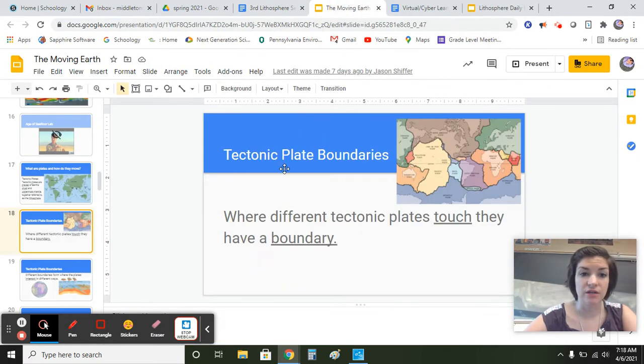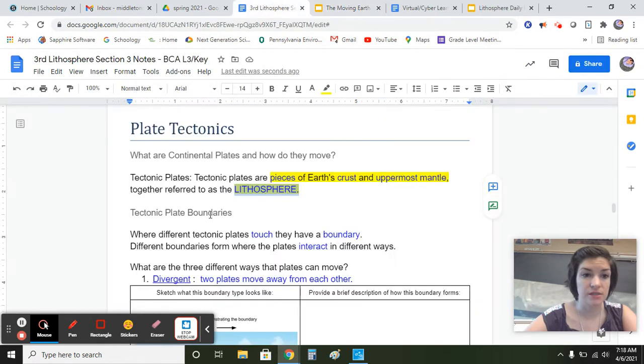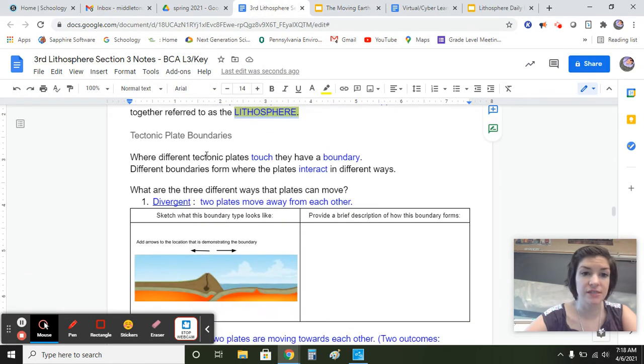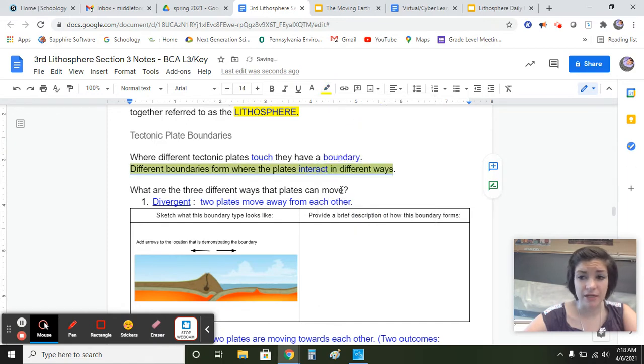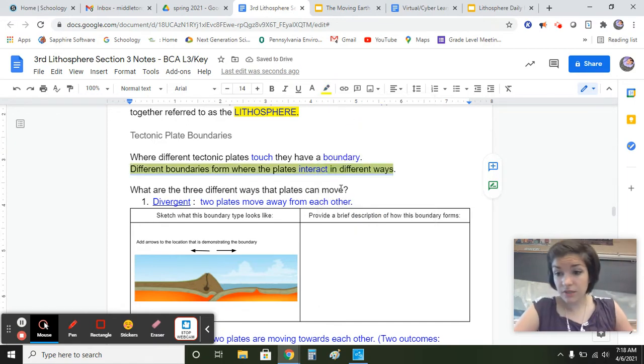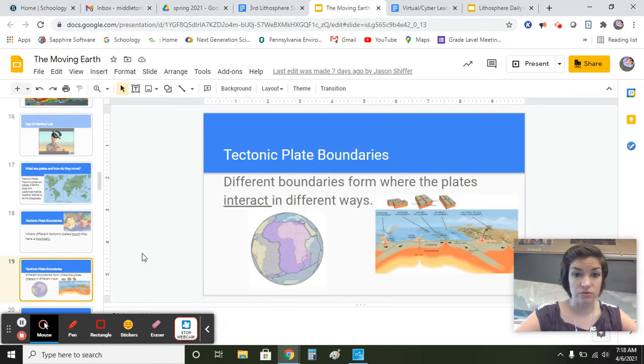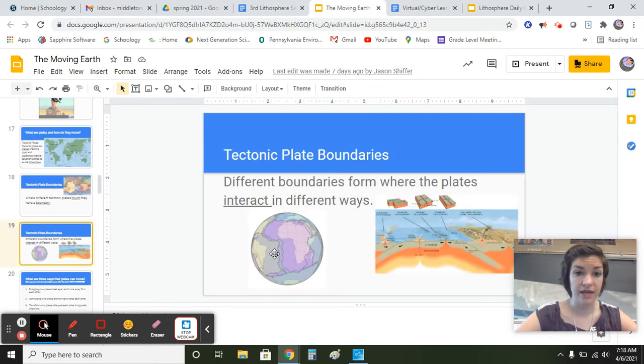The next section is tectonic plate boundaries. Where different tectonic plates touch, they have boundaries. Different boundaries form where the plates interact in different ways. So we're going to look at the different ways that they interact, and you get different stuff depending on, I'm sorry, I'm still waking up, I guess. There are 3 main ways that they move. So I am going to look at that.